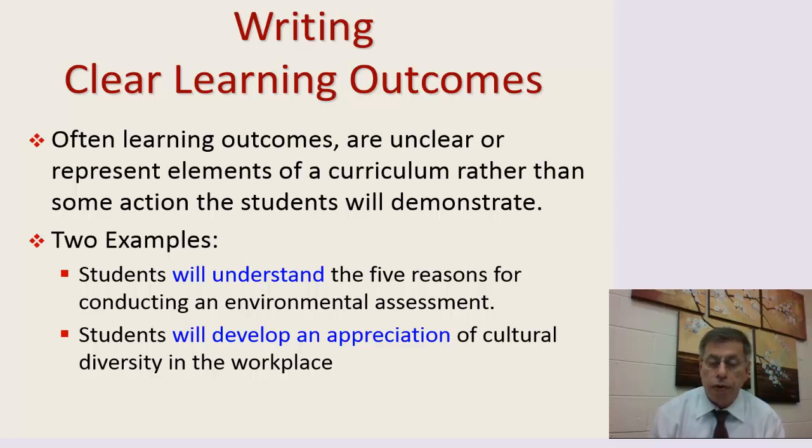The second learning outcome, students will develop an appreciation of cultural diversity in the workplace, also appears to be a good and appropriate learning outcome. However, it's unclear what we mean by develop an appreciation. Does this mean just an increase in appreciation? Does it mean a type of appreciation? And how would we measure that they developed it? We'd have to look at least at 2 points. Let's see if we can refine these and make them more easily measurable.